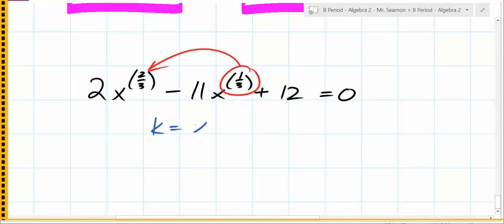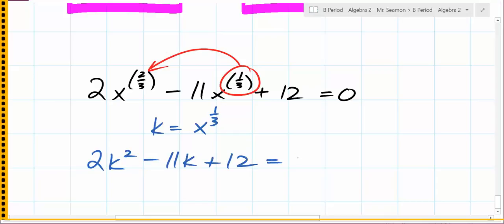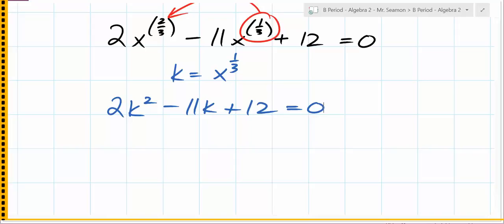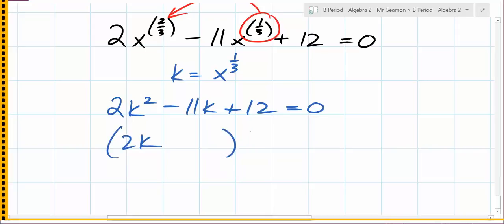So in this case, what do we want to say k is equal to? 1/3. k equals x to the 1/3. So what do we have? 2k squared minus 11k plus 12 is equal to... And at this point, we try to what? We try to factor. We know it has to be both negative. They both have to be negative. So maybe minus 3, minus 4. Minus 3 and minus what? And that does work. Good job.